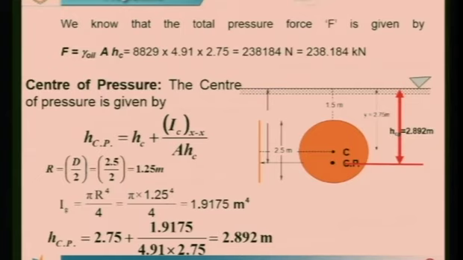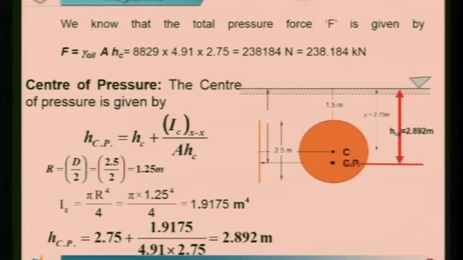What is the moment of inertia? Pi r to the power 4 by 4. So keep the value of pi into r, 1.25, raised to power 4, divided by 4. Calculate the moment of inertia of the circle. Now we calculate the center of pressure. The formula is the same. Hcp is equal to Hc plus Icxx divided by A into Hc. Okay, we substitute Hc as 2.75 and I as 1.9175, divided by the area into Hc, again 2.75. If you calculate, it will be 2.8925.